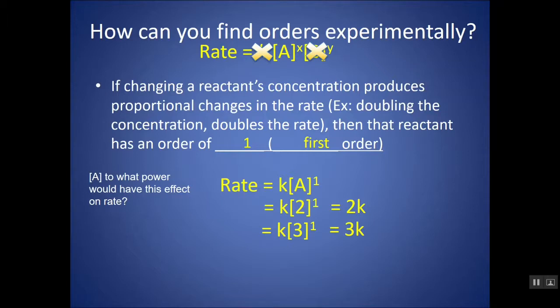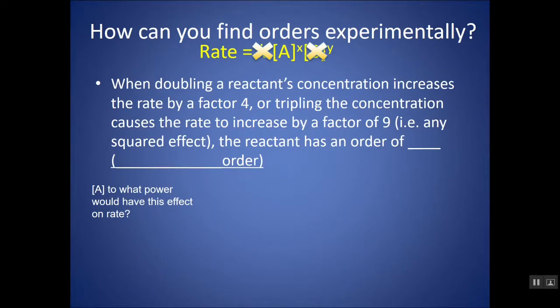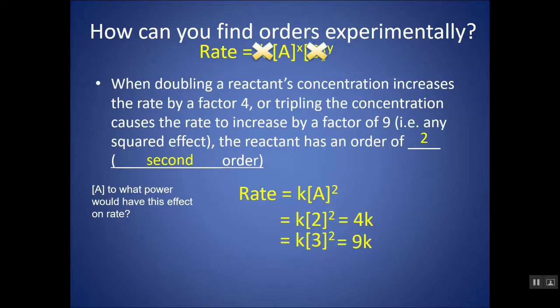So anytime I see the same type of change happening with rate and concentration, it is first order with respect to that reactant. And let's talk about this. When doubling a reactant's concentration increases the rate by a factor of 4, or tripling causes the rate to increase by a factor of 9, really any squared effect, the reactant would have a second order. So for instance, if A doubled, 2 squared is 4, so it would produce a quadruple effect in the rate. Okay, those are the usual ones you see, 0, 1, and 2. Again, as a heads up, it doesn't have to be that.